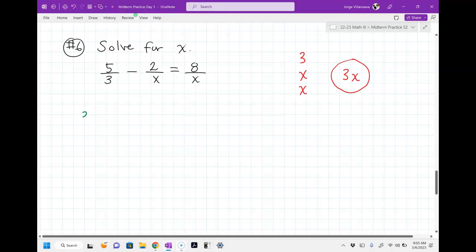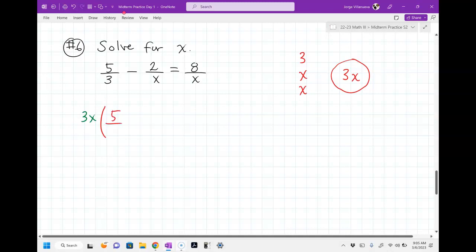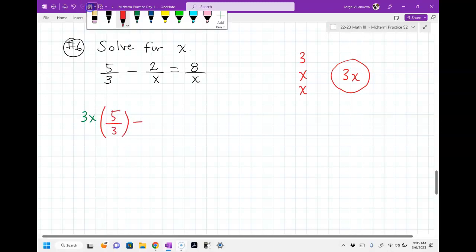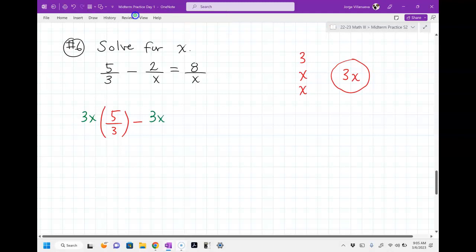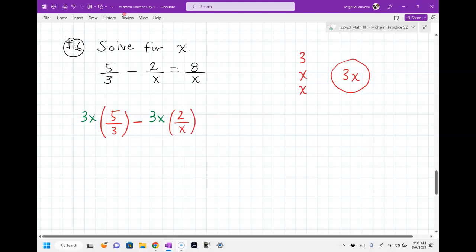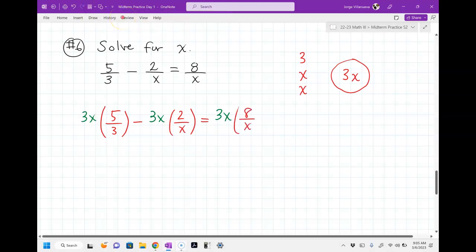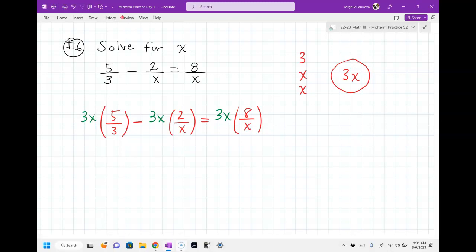I don't know if you guys remember doing this, but I would always rewrite it. I told you that it would normally look really long because I have to rewrite all of it with a 3x in there. So notice I'm multiplying every term by 3x. And now I get to cancel stuff out. So look at the first fraction, 3x times 5/3. What can I cancel out from there?